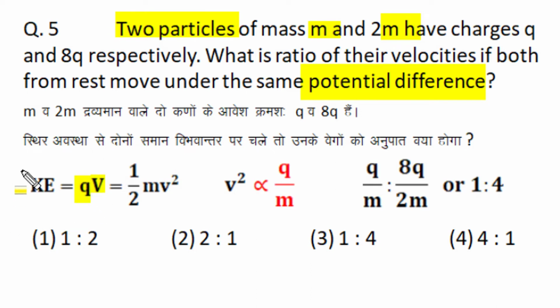gets converted into the kinetic energy of the particle if it starts from rest, and kinetic energy is half mv squared. Here v squared is proportional to q by m, as the accelerating potential V is the same for both particles. So the v squared ratio for one particle of charge q and mass m and a second particle of charge 8q and mass 2m is 1:4, and if we take the square root, then the velocity ratio becomes 1:2.